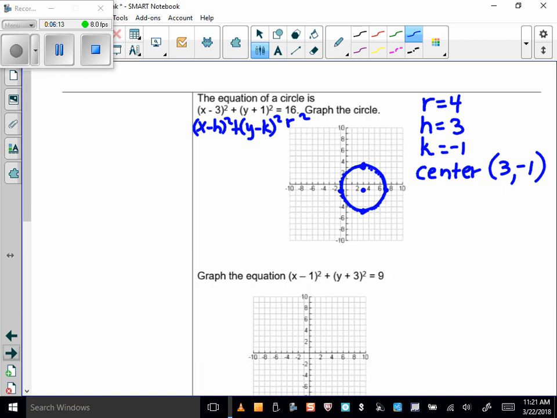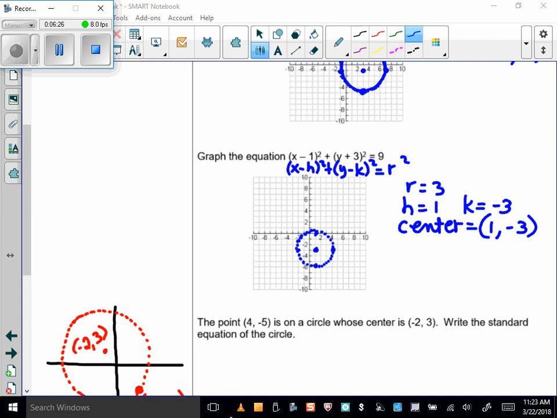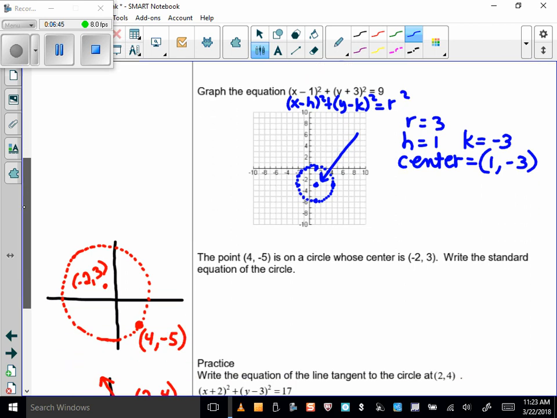You can use your compass if you want, but if you're just doing a sketch, you don't have to use your compass. Okay, here's another one right here. Please pause and graph this one and then check and see if you got it. So there we go. h is 1, k is -3. That means our center is at 1, -3, and the radius is 3. So I just plot the 4 points, and then connect them with my dashed line so my circle doesn't look too much like an egg.